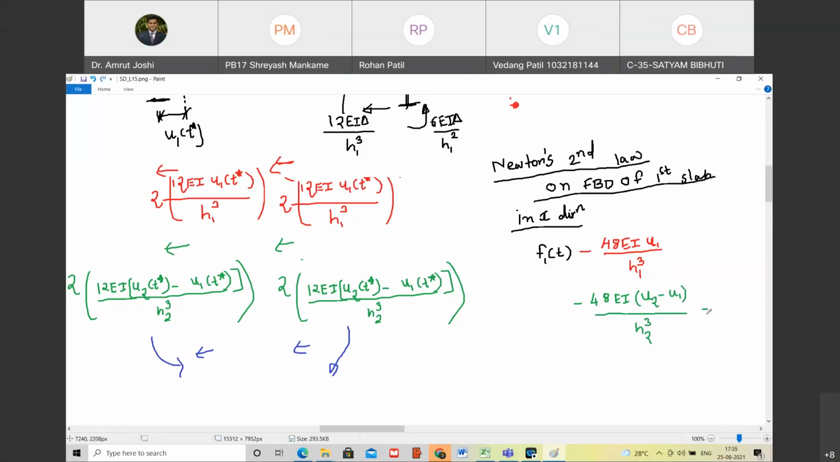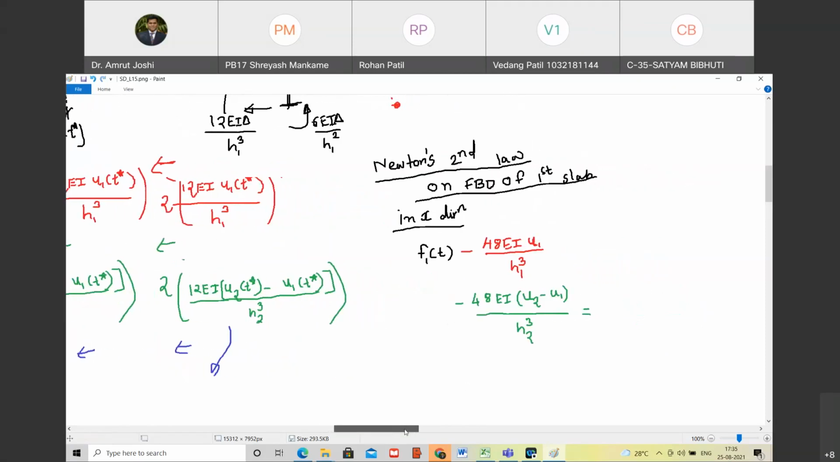This has to be equal to what? This cannot be 0. This has to be equal to mass into acceleration of the first slab. So what is the acceleration of the first slab? U1 double dot. Do you agree with me? Yes, sir. What is the mass of the first slab? M1. So this is my first equilibrium equation.